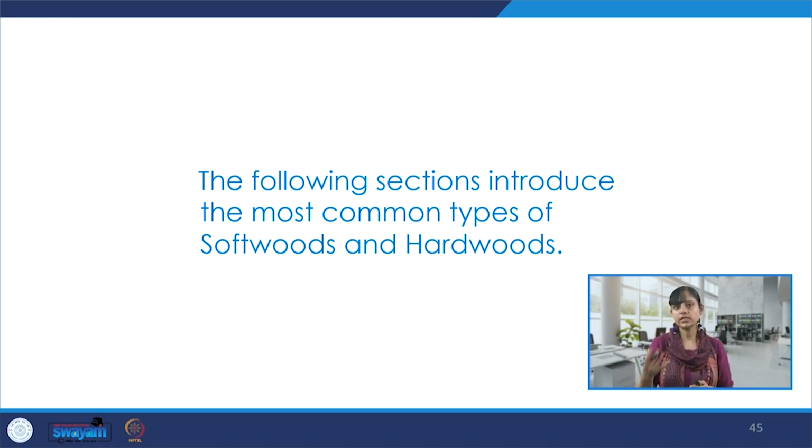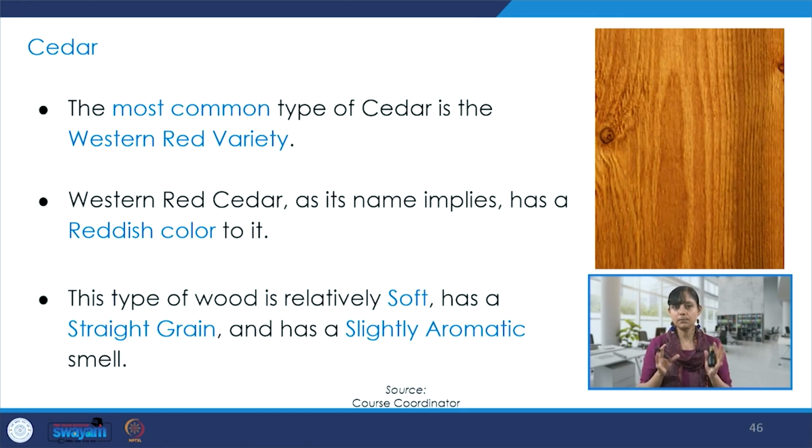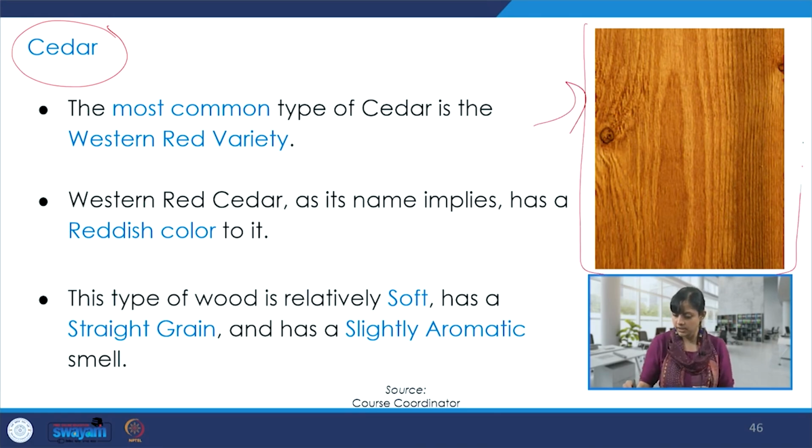So now the following section is going to introduce the most common types of softwoods and hardwoods, and let us try to understand the applications within interior design projects. So starting with the softwoods, I'll focus on cedar, and the most common type of cedar is the western red variety. This is one image that can help you understand how cedar looks.